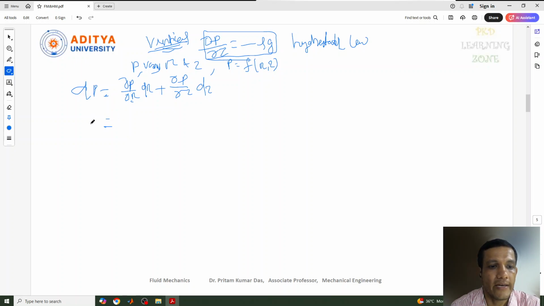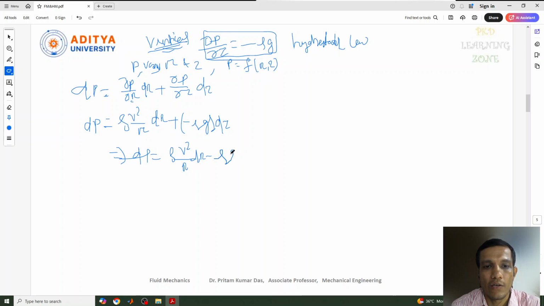So what are we going to get here? We get dP equal to rho V square by R into dr plus, now plus of minus will come, minus of rho G into dz. So finally dP equal to rho V square by R dr minus rho G dz. This is the equation we are going to get.